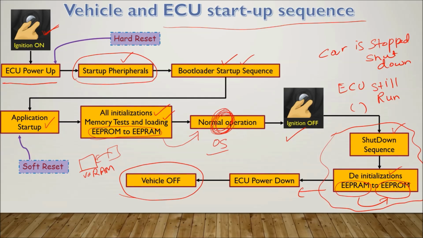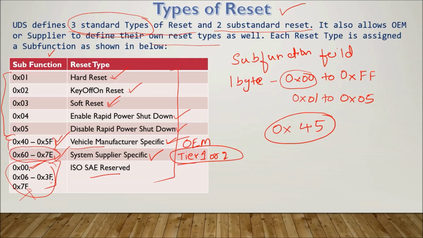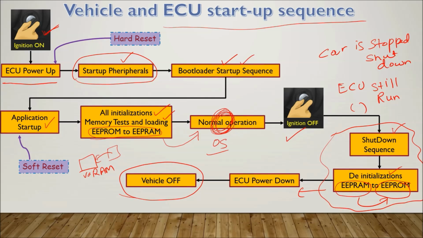Now we saw that there is hard reset, key off on reset and soft reset. So when you perform the hard reset, then the startup sequence of the ECU starts from this point of time. Again the peripherals are started, again the peripheral checks are done, again the control goes to the bootloader startup sequence, again the valid application check is done, and then again the control will come to the application, all the process initializations will be happening, and then it will enter into normal operation mode.